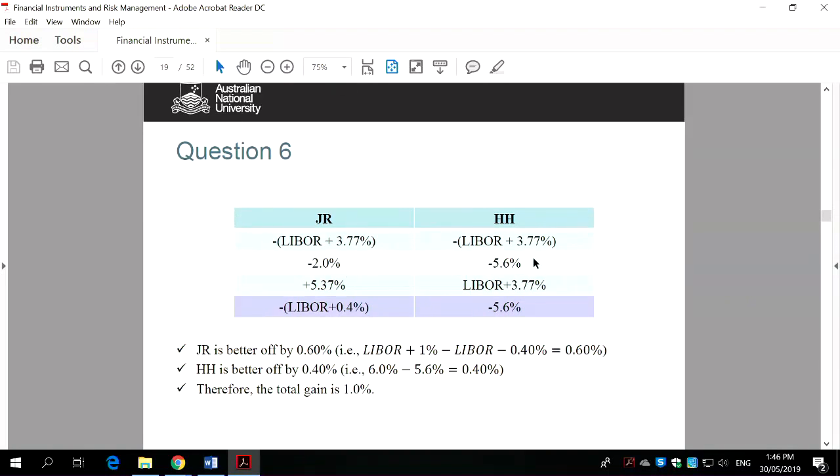So if you analyze that, you realize that JR is better off by 60 basis points and HH is better off by 40 basis points. So the total gain is 1%. Any question with this one here?